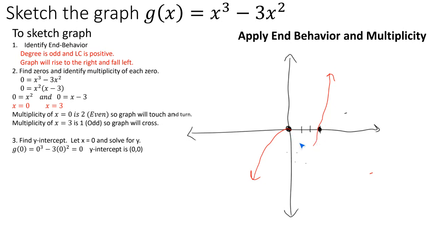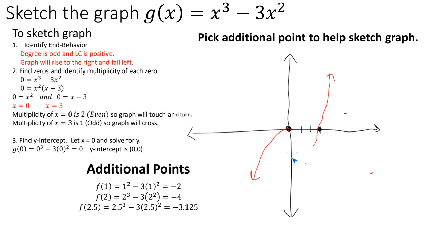But now I want to know what happens in between. I need to know what is going to happen in here. In order to figure that out, we need additional points, and the additional points you can pick are between the zeros. So if I plot f of 1, letting x equal 1, I have 1 squared minus 3 times 1 squared, which gives me negative 2. And if I have a 2, I get 2 cubed minus 3 times 2 squared, which gives me negative 4. I plot those points, and if you're really curious, you can even try 2.5.